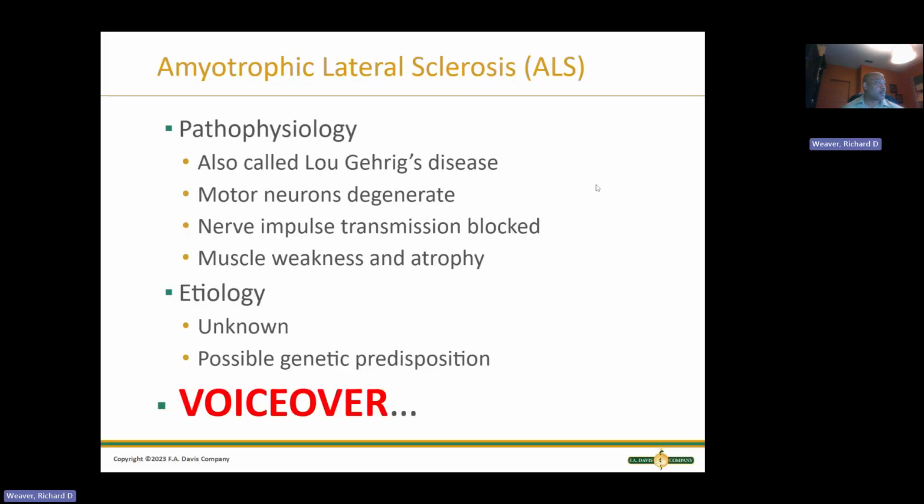All right, let me open this up a little more. So there's a condition called Lou Gehrig's disease, or amyotrophic lateral sclerosis. Now, this is a progressive degenerative condition that affects the motor neurons responsible for the control of voluntary muscles.